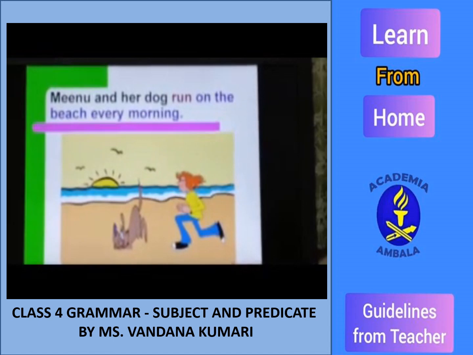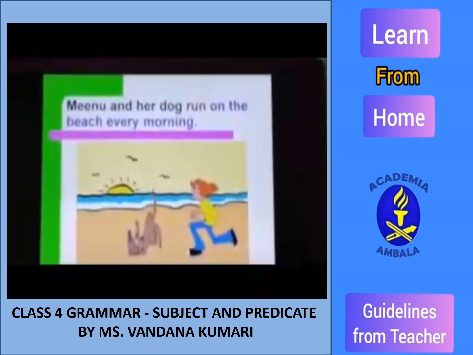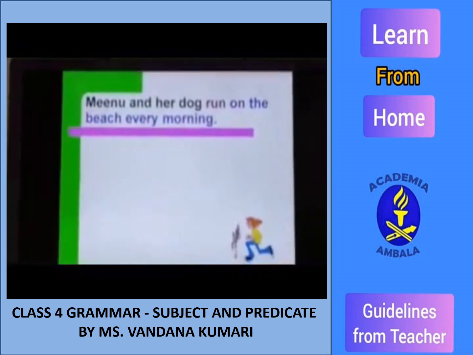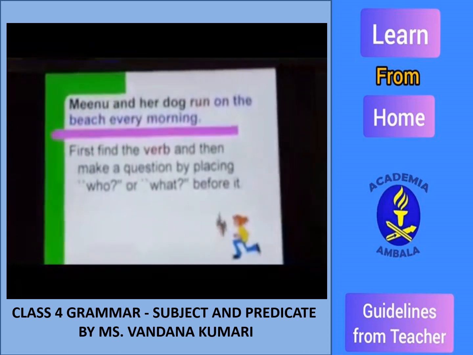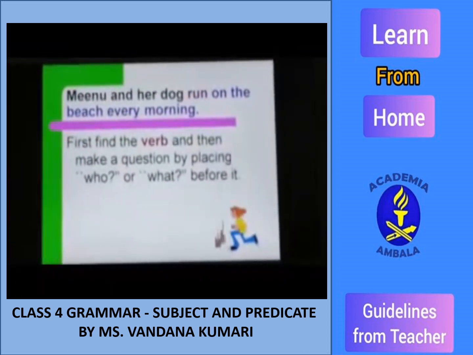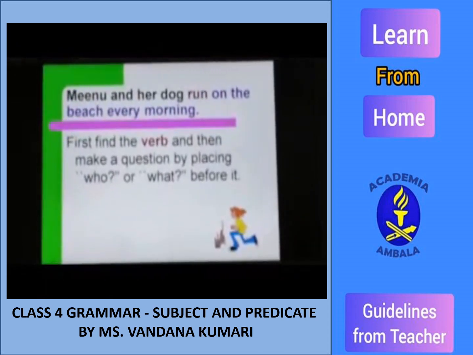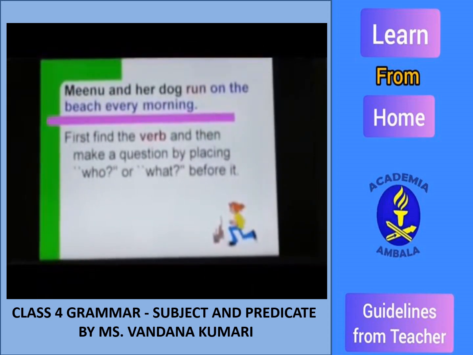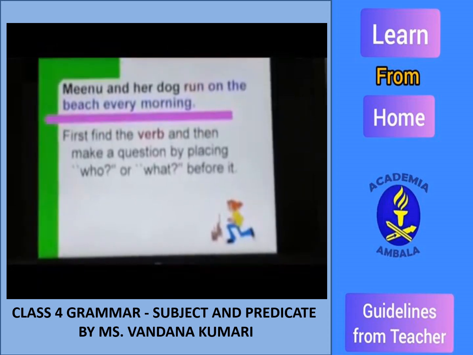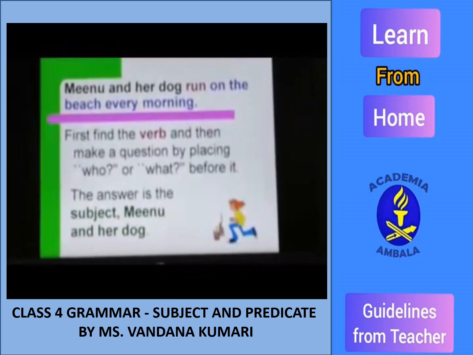Let's take another example. Meenu and her dog run on the beach every morning. In this sentence, you can apply this rule. First, find out the verb and then make a question by placing who or what before it. Once you know the verb, like in this sentence, run is the verb, run is the action word. Now, who runs? When you find out the answer, you automatically identify the subject.